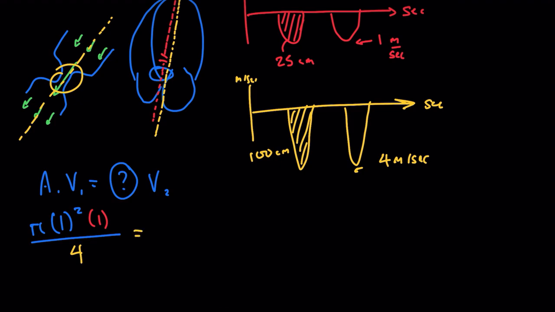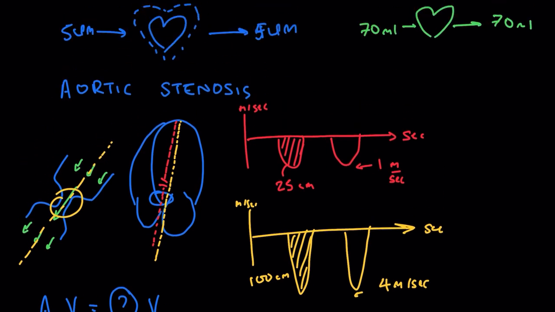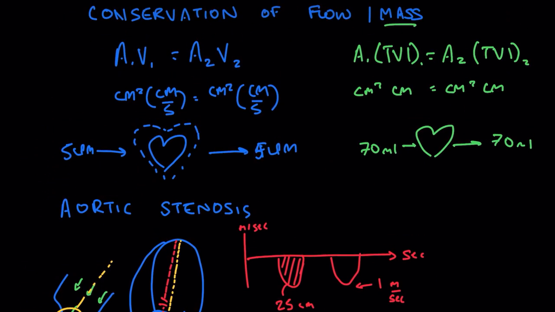And what does that give us? That gives us, so it's basically pi divided by 4. That's about 0.75 centimeters squared, sorry, which would be severely stenotic. Anything less than 1 square centimeter is severely stenotic. So that's using area times velocity equals area times velocity. Again, if we look back here, that's conservation of flow.